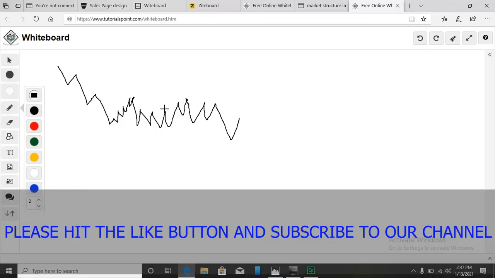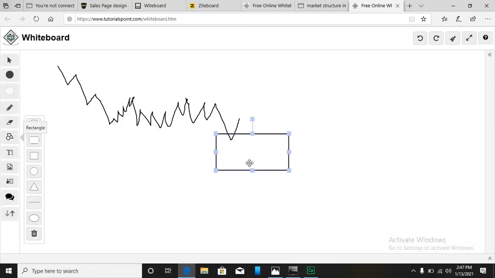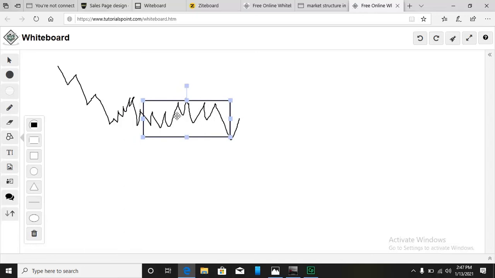Now, what happened there? People will ask, why didn't I consider this particular area as a break of market structure? I know you will ask, why didn't I consider this particular area as a break of market structure? Now, this is how a complex market structure looks like. And I'm going to explain that now.